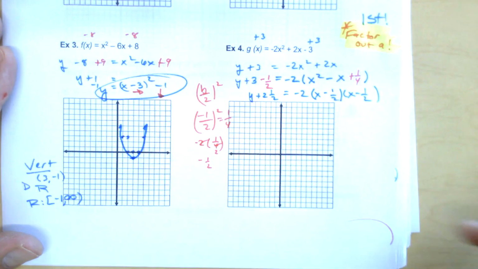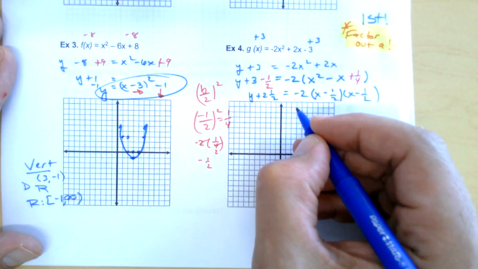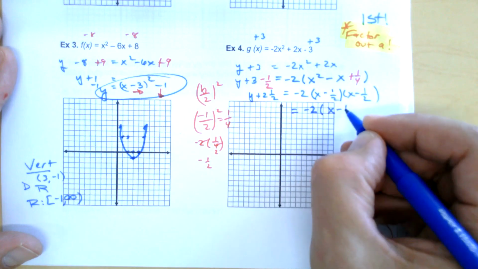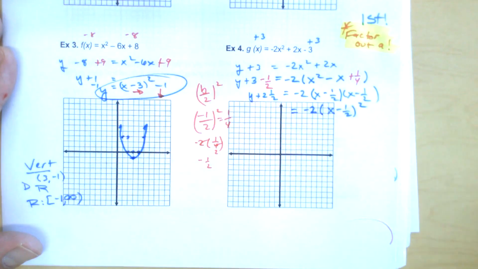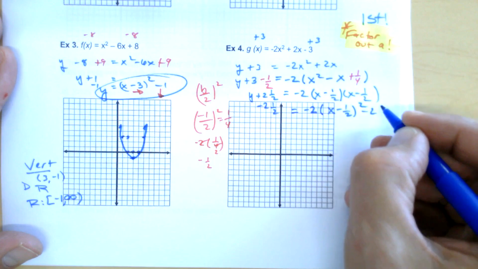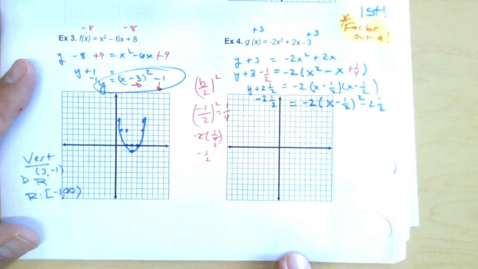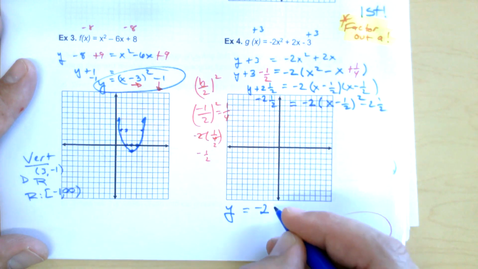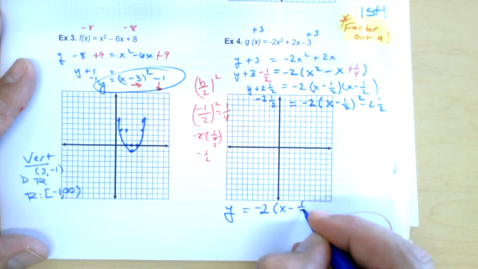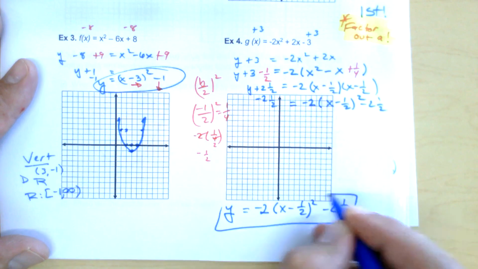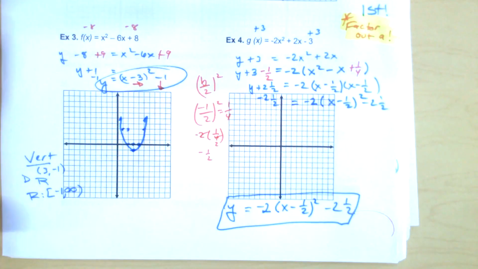Okay. So final answer here, when I write this all nice and pretty, I get -2 times x to the -1/2, and then squared. And now I'm ready to subtract this 2.5 over. Okay, so finishing up to make it nice and pretty, I'll write down here, I've got y, or g of x equals, I have a -2, x minus 1/2 squared, and then minus 2.5. Okay, looks super scary because there's fractions, but it's really not too bad.